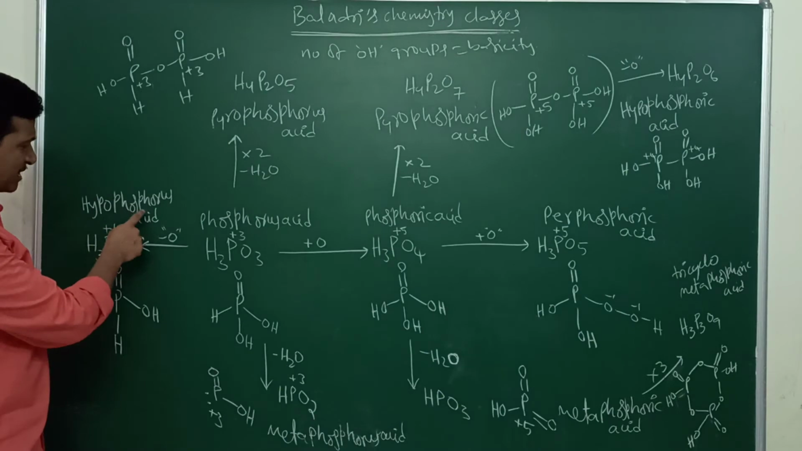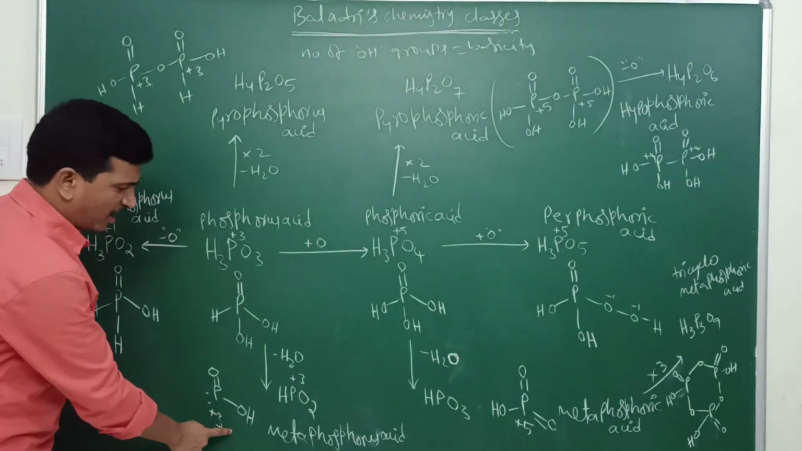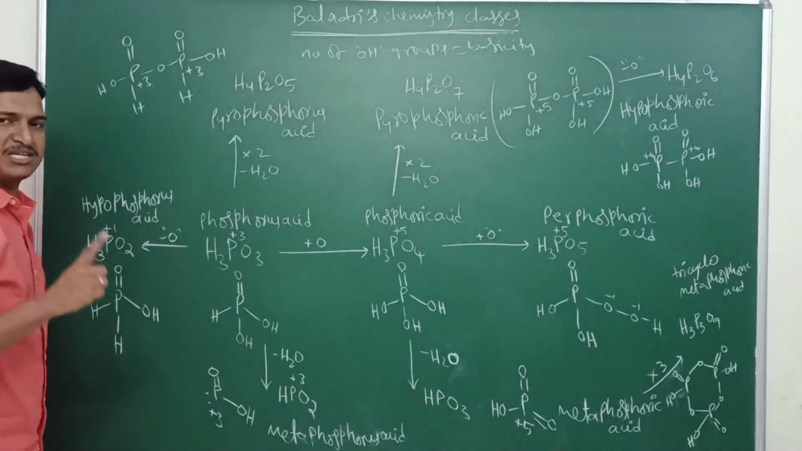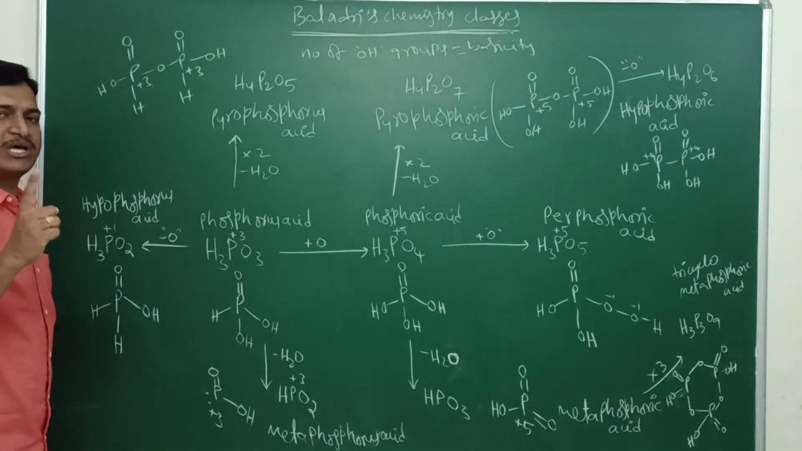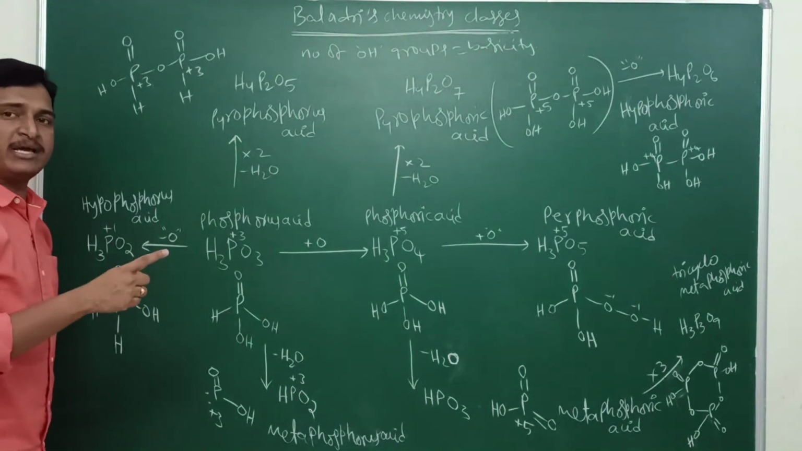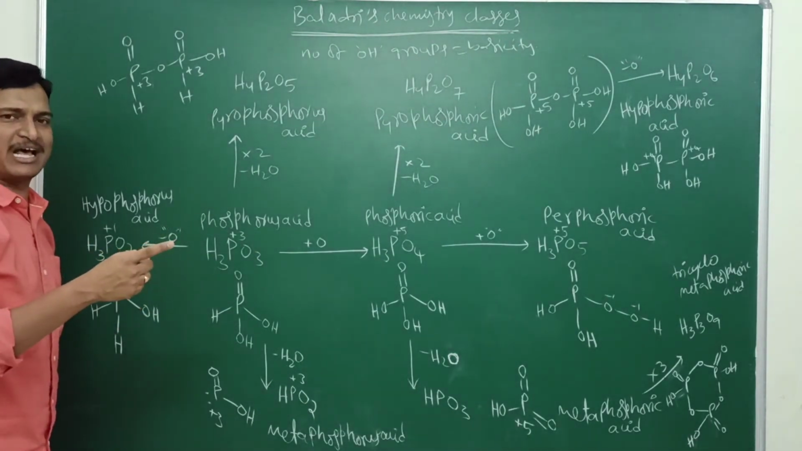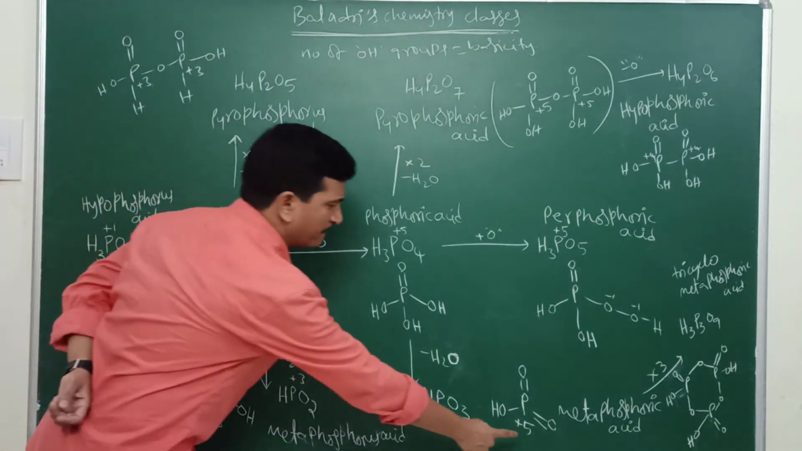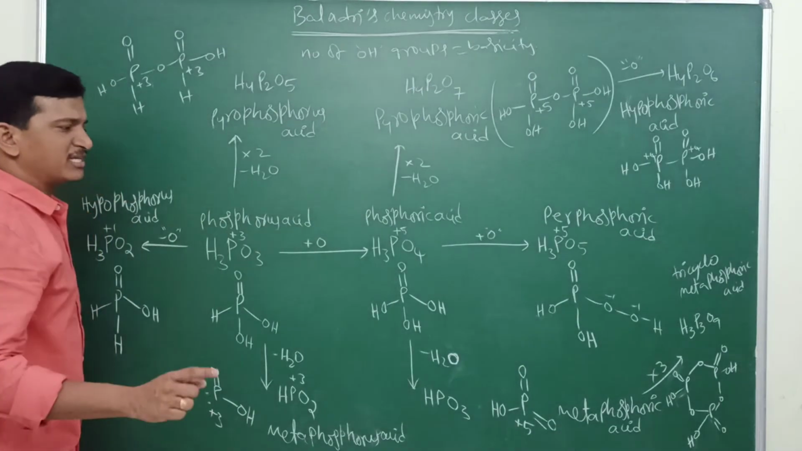Now see the board here. Hypophosphorus acid, metaphosphorus acid, and metaphosphoric acid: these 3 have basicity 1. 1 OH group is there. So they are monobasic acids. They can ask you a question: how many of the following are monobasic acids? Hypophosphorus acid, metaphosphorus acid, metaphosphoric acid are monobasic acids.